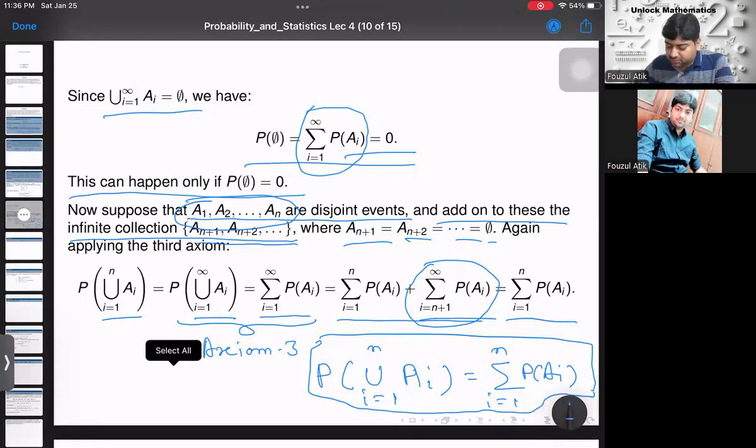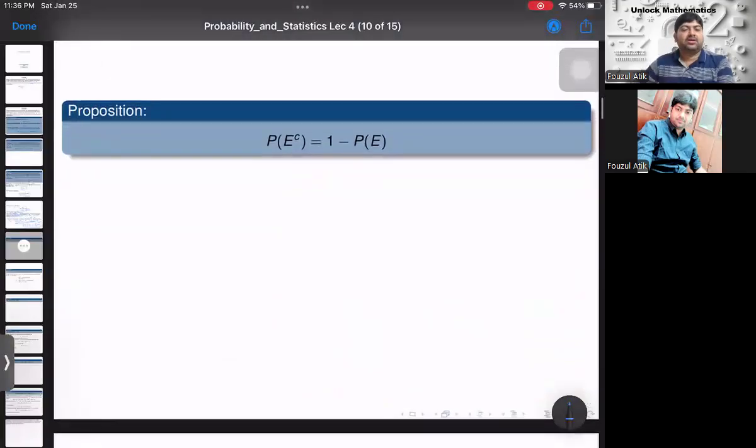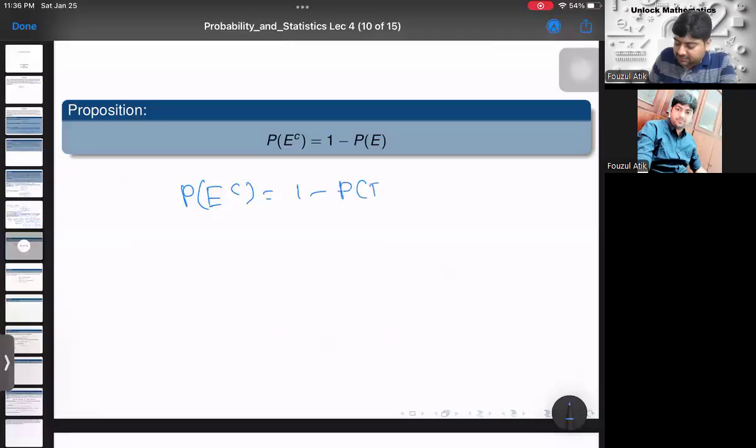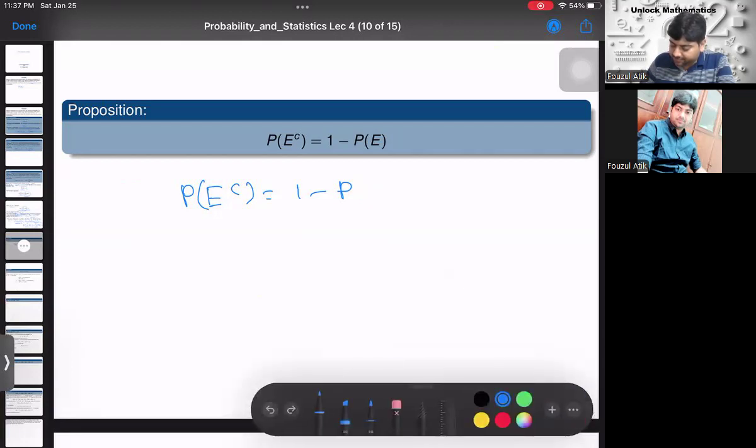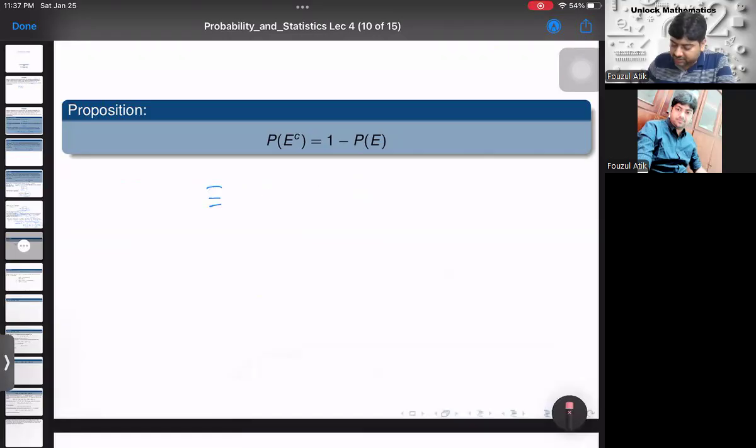Okay, now let me move to some more properties. Now this is another interesting property of probability: how the probability of an event is related to its complement. So the probability of the complement of the event E is equal to 1 minus P of E. There is a very easy proof of it. We can certainly discuss how we can prove it. I'll show you, we can easily prove this property.